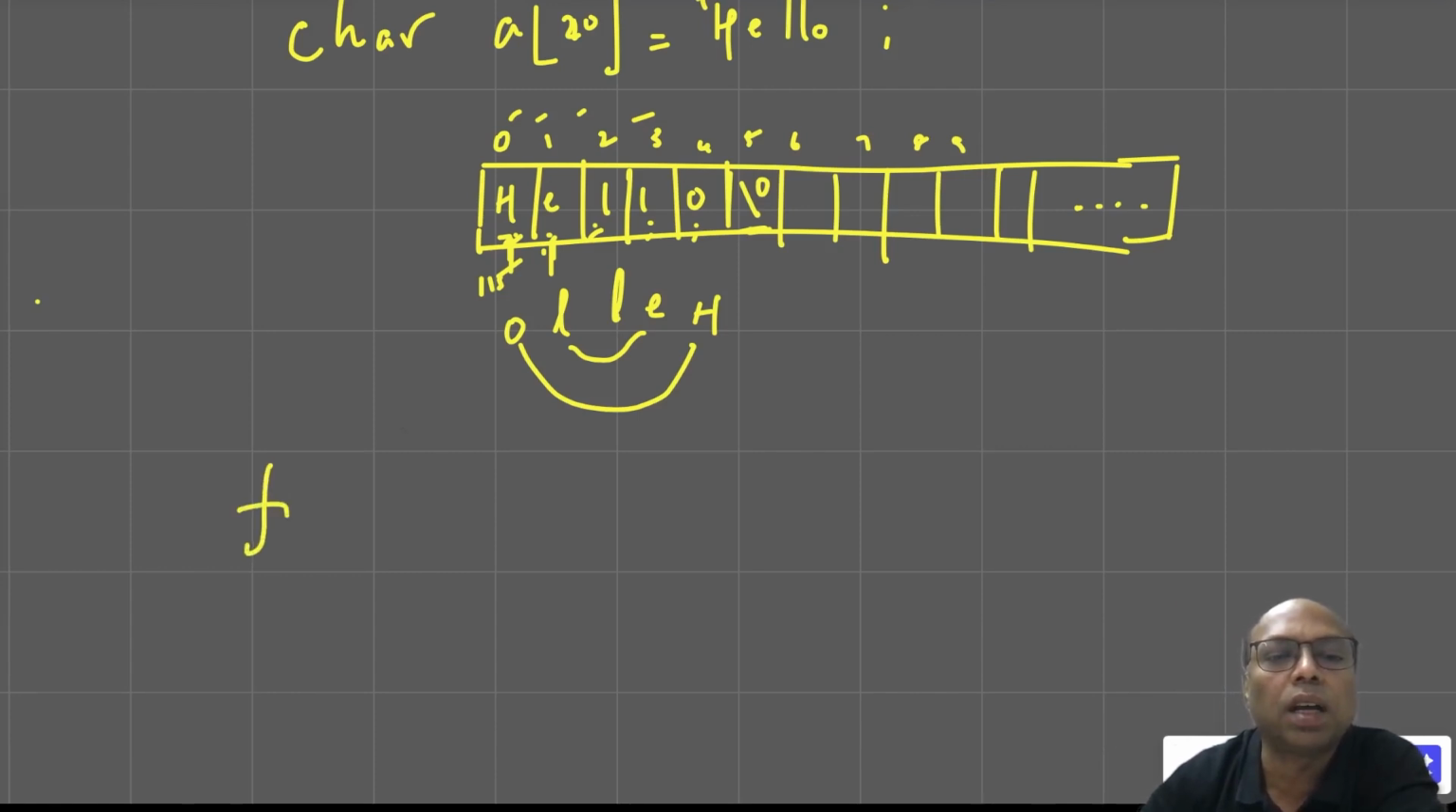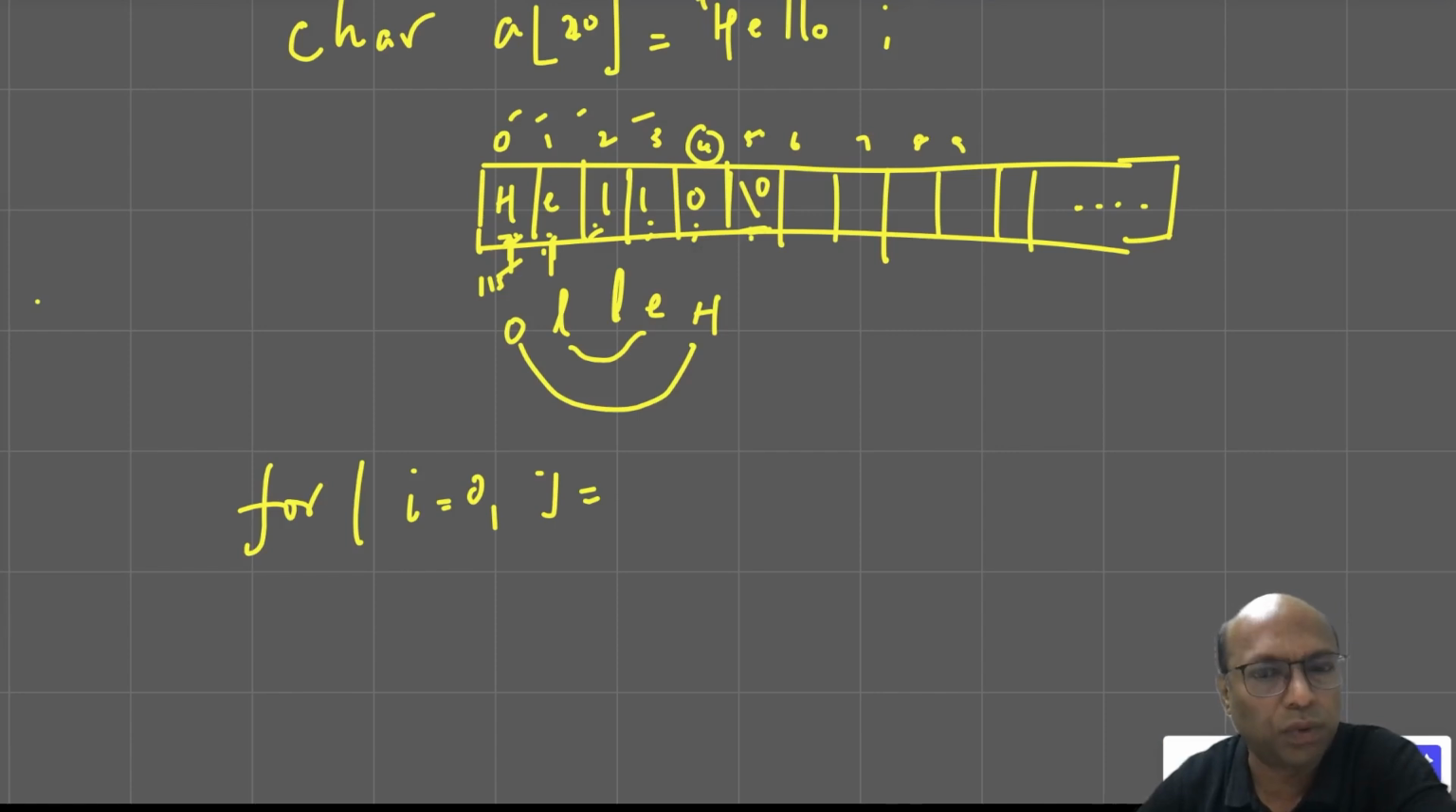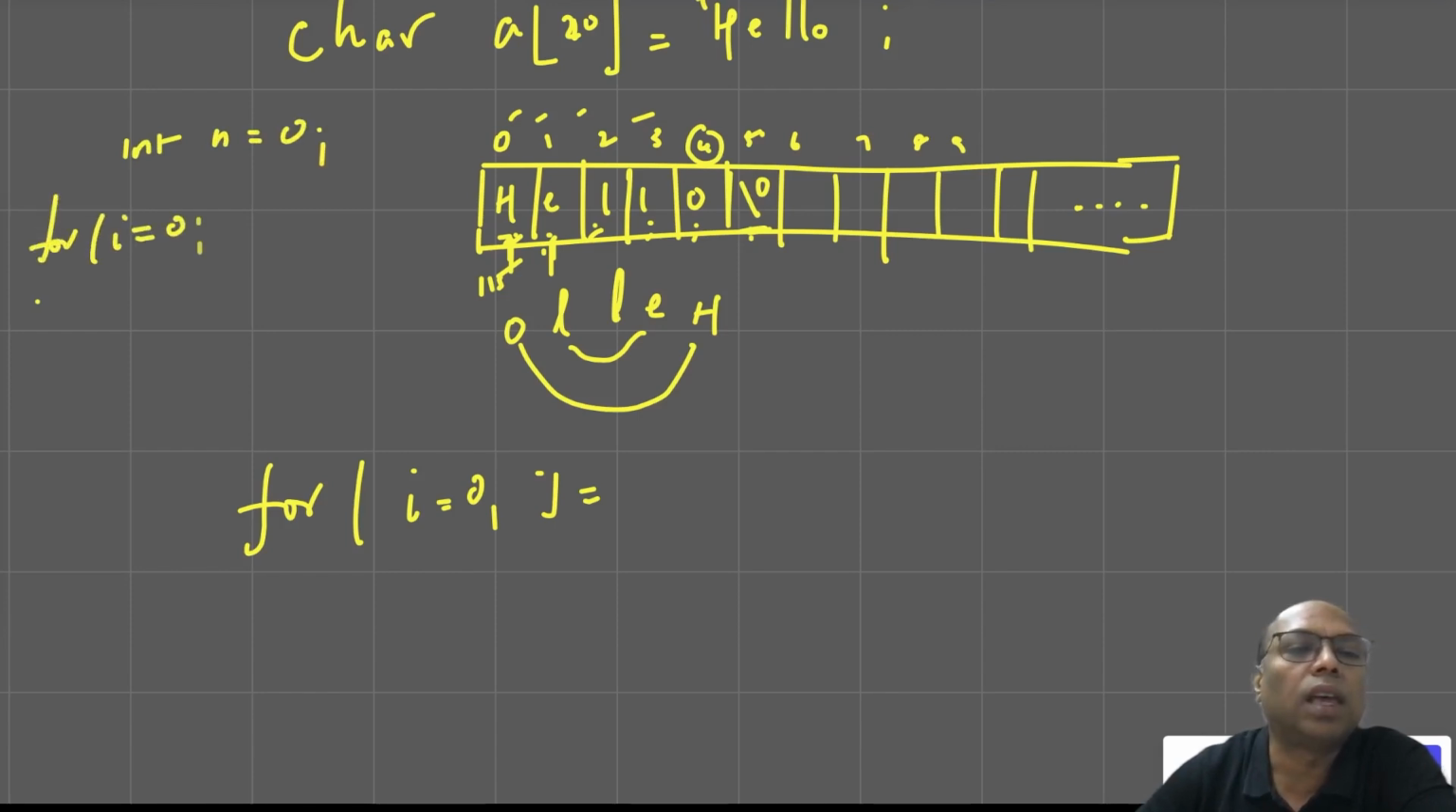Therefore, two indexes are needed. One is i, which is 0. What should j be? j should be 4 in this example. Why 4? The number of characters is 5, because at the fifth index what is existing? Null. Number of characters is 5, so I need to start with 4. Therefore, I need to know the number of characters. So I put n is 0, then i is equal to 0, a of i is not equal to null.